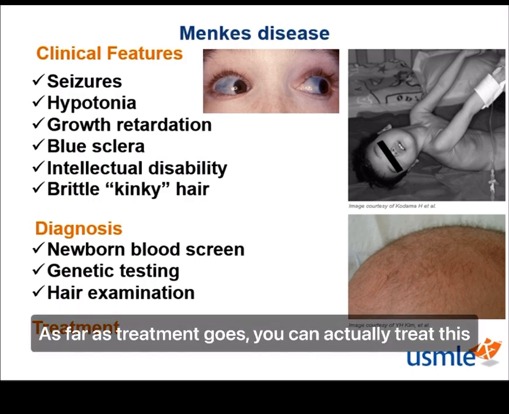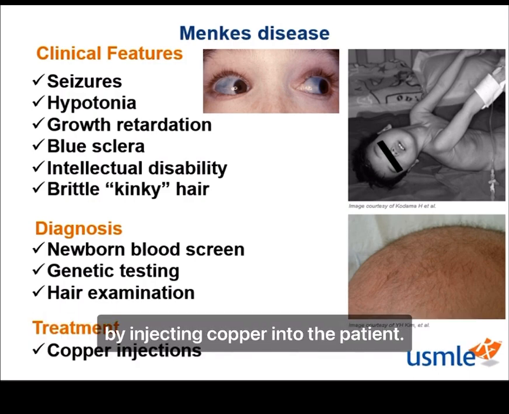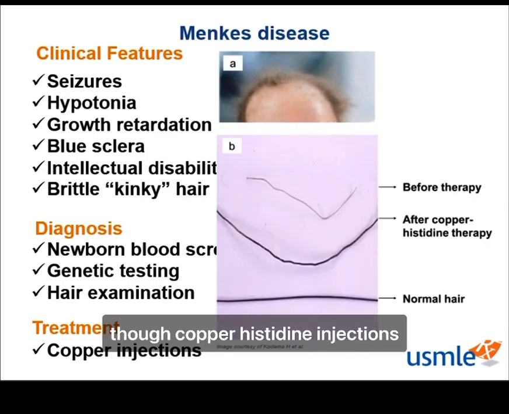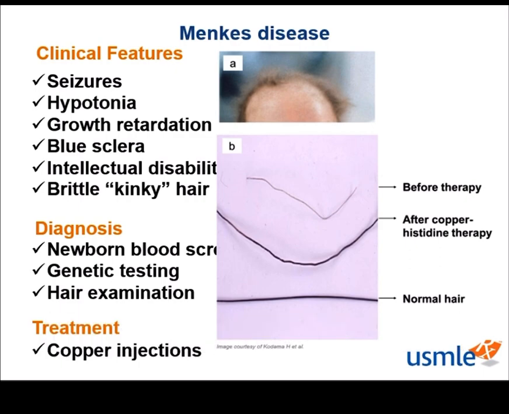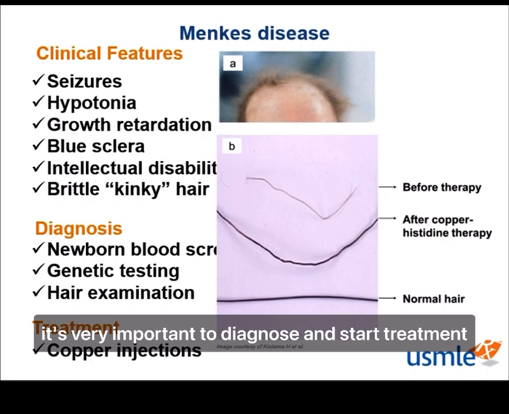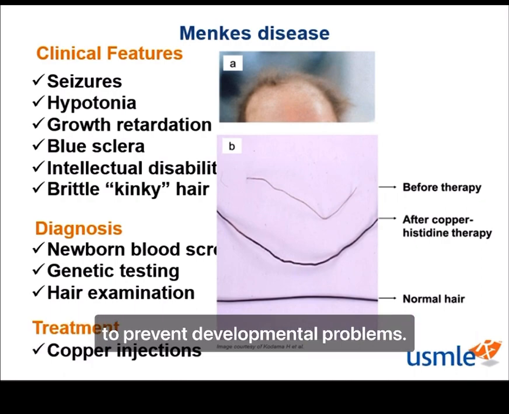As far as treatment goes, you can actually treat this by injecting copper into the patient, although that only partially helps, though copper histidine injections have been shown to improve hair abnormalities. Since onset occurs during infancy, it's very important to diagnose and start treatment as soon as possible in order to prevent developmental problems.